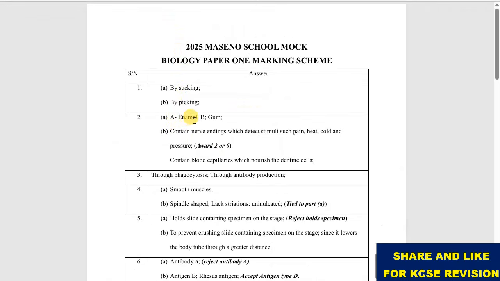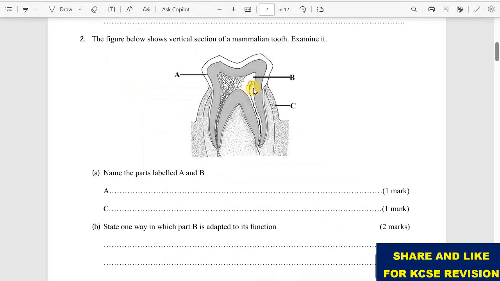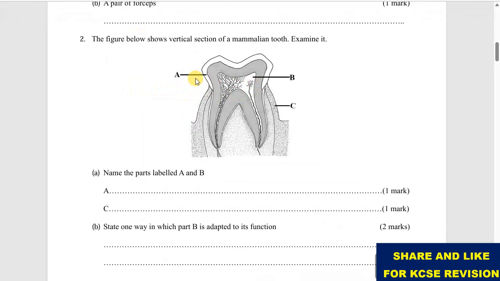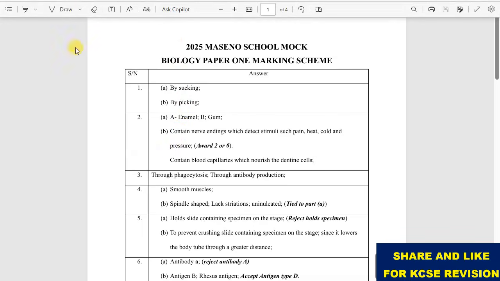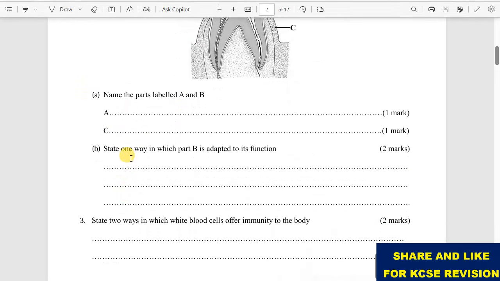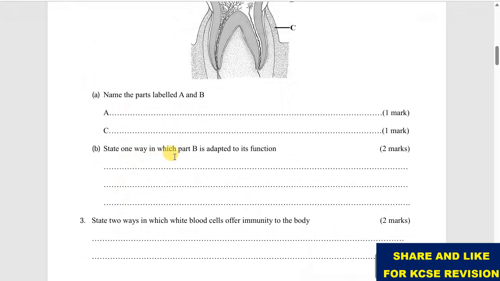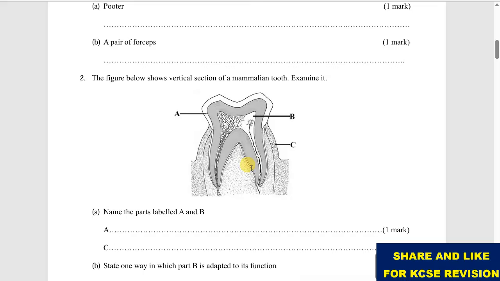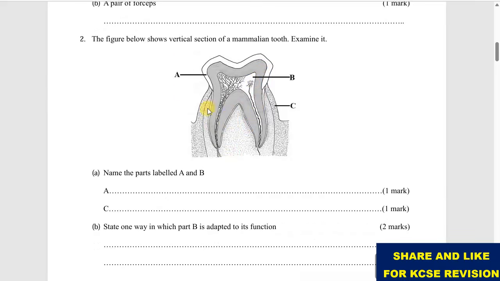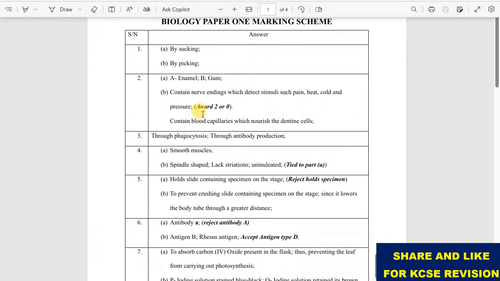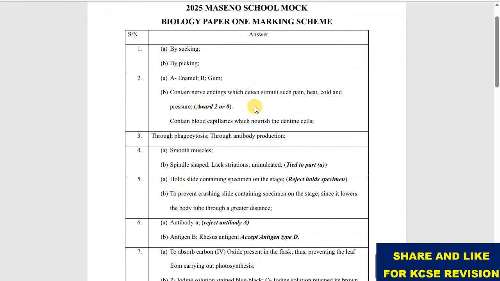A is the enamel and B is the gum. State one way in which B is adapted to its function. How is B adapted to its function? It contains nerve endings which detect stimuli such as pain, heat, cold, and pressure. It contains blood capillaries which nourish the dentine cells.